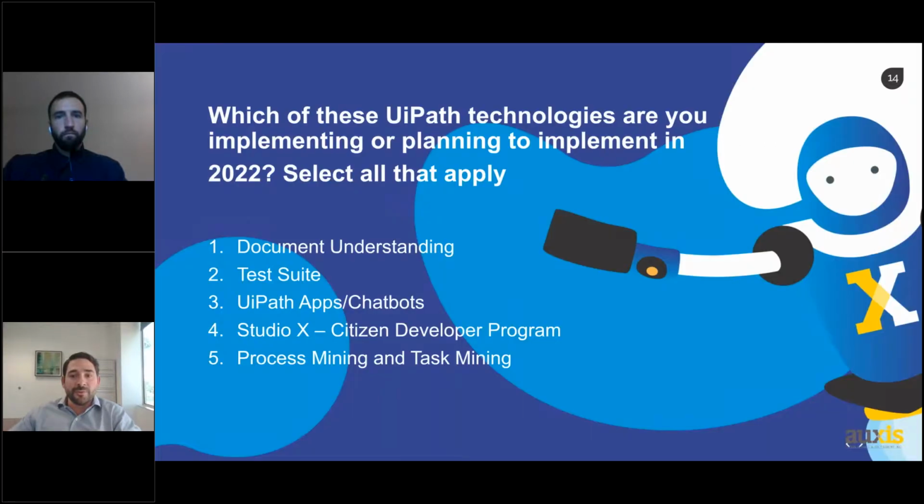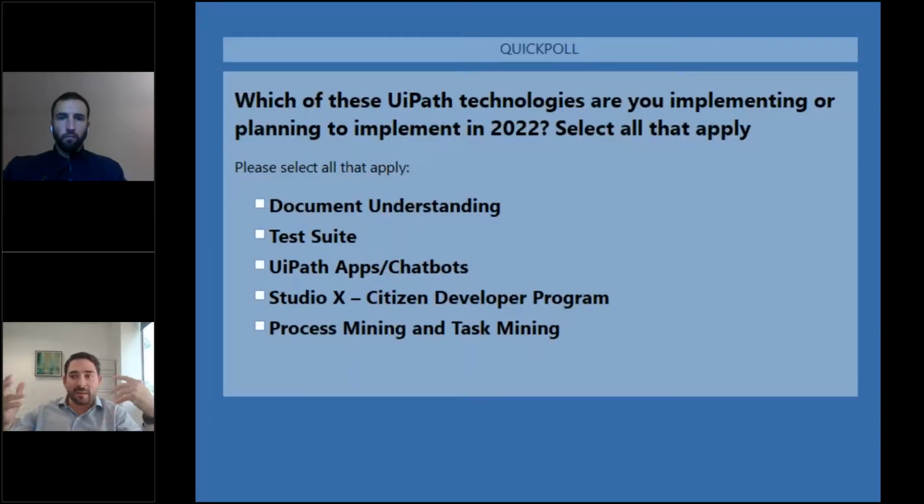So moving into our next polling question, I wanted to get a sense of how advanced the audience is in using the UiPath suite, and how many of these apply. Are you using or planning to use some of these products for 2022? Thank you, Eddie. I have opened the polling question, and again, you can select more than one answer: Document Understanding, Test Suite, UiPath Apps and Chatbots, StudioX, and Process Mining and Task Mining.